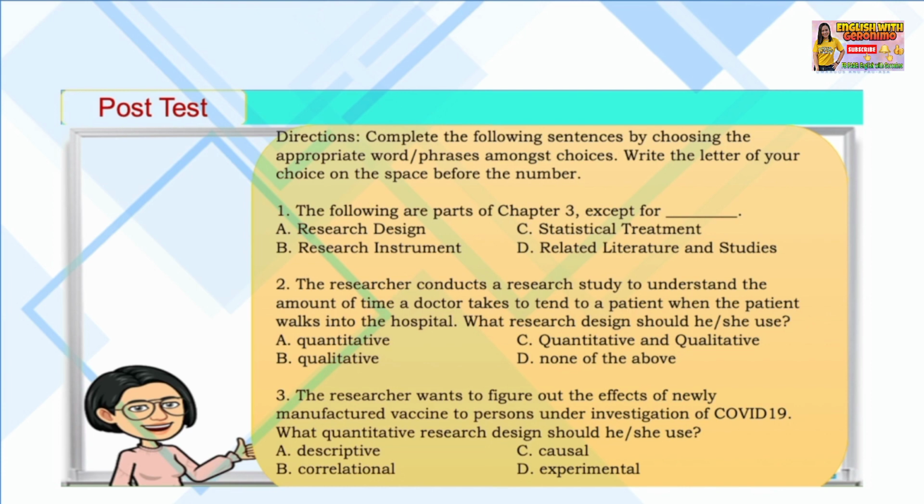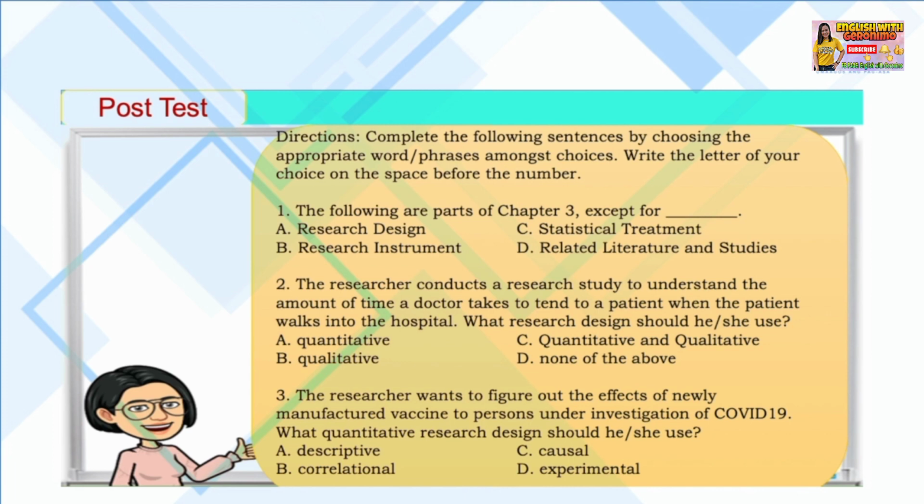For the post-test direction, complete the following sentences by choosing the appropriate word or phrase among the choices. Write the letter of your choice in the space before the number. Number 1. The following are parts of Chapter 3 except for A. Research design, B. Research instrument, letter C. Statistical treatment, or letter D. Related literature and studies.